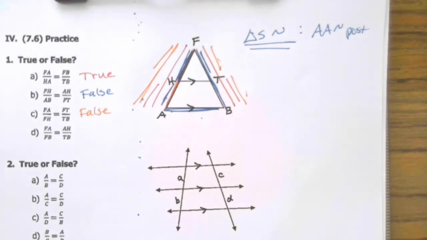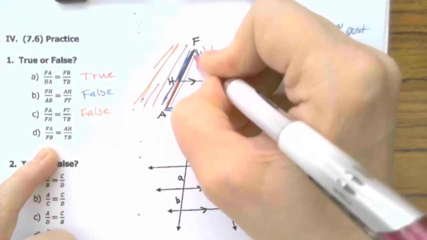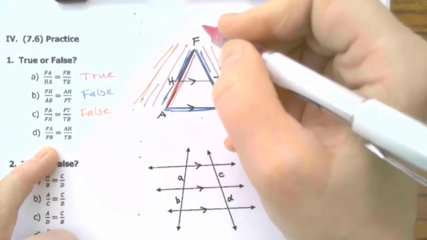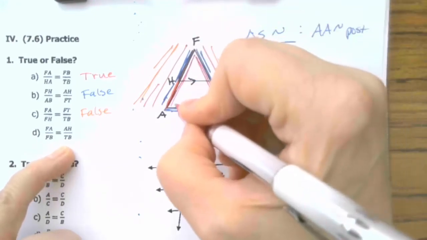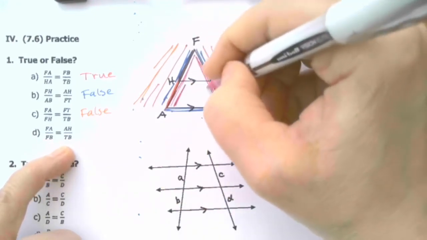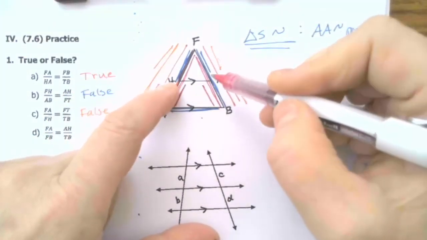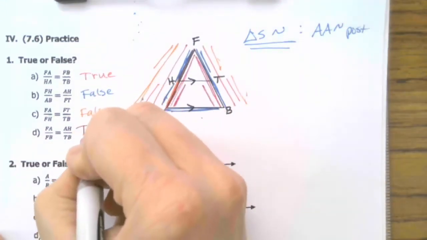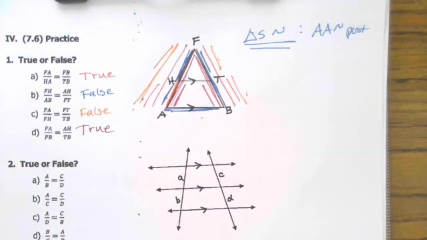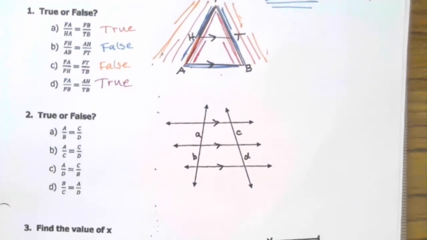And the last one, let's see, I'm out of colors. I'll do pink. FA, so the entire left, over FB, just the entire right, is equal to AH, which is the left piece, over TB, which is the right piece. So whole left, whole right, over part of left, part of right, that is actually true. So between the transversals, the same things need to line up.